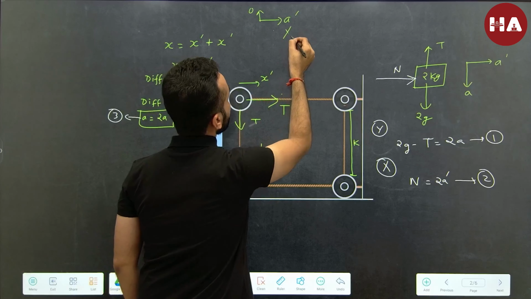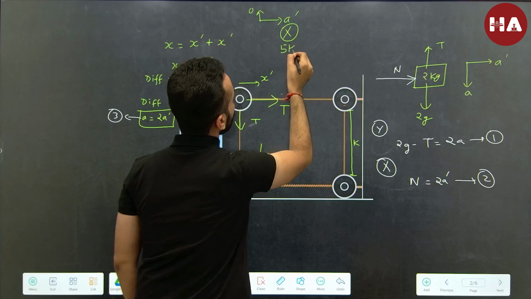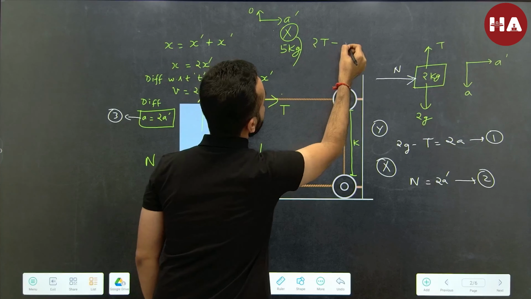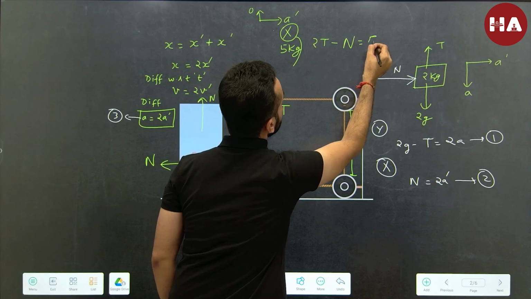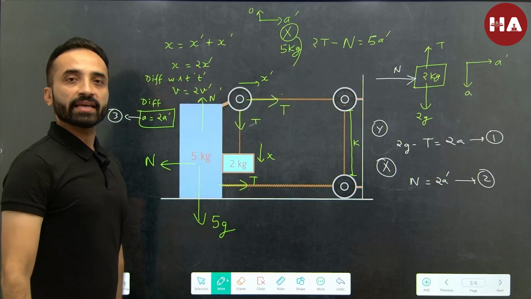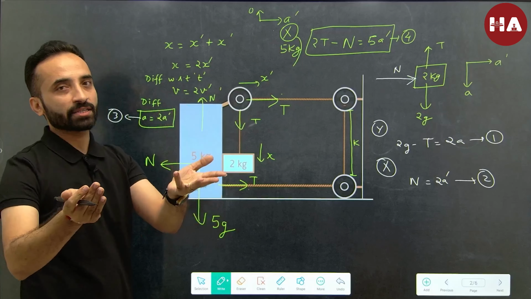So we are writing in x direction for the 5 kilogram block. Should we be writing 2T minus N is equal to 5a dash? 2T minus N is equal to 5a dash. This will act as our fourth equation. So there are 1, 2, 3 and 4. So 1, 2 and 4 are something that you must be writing so far.